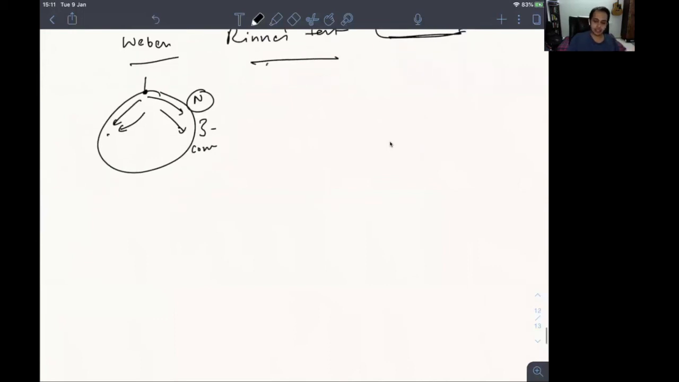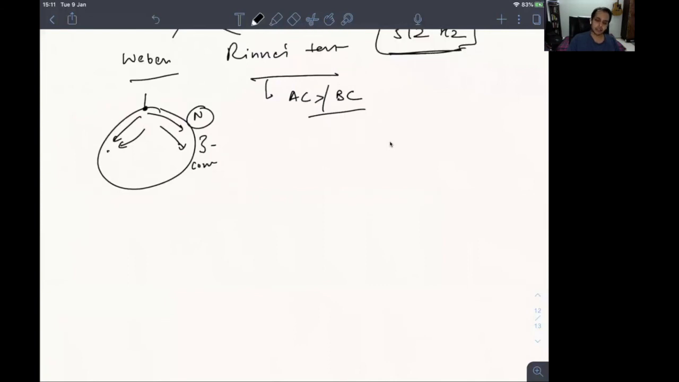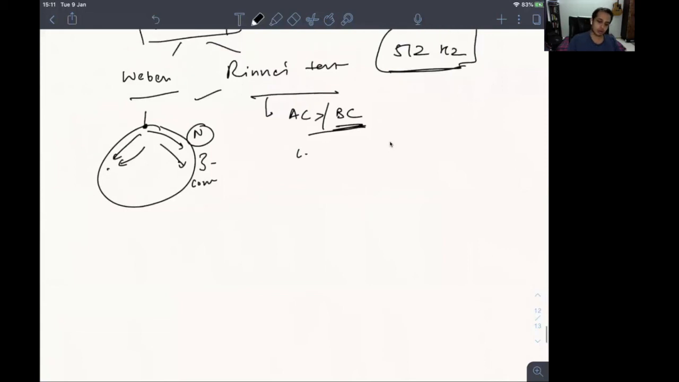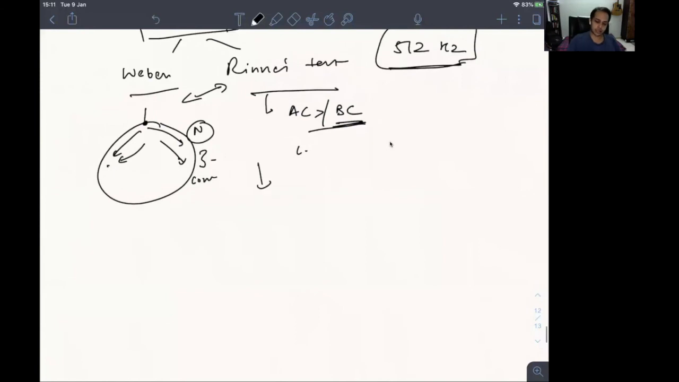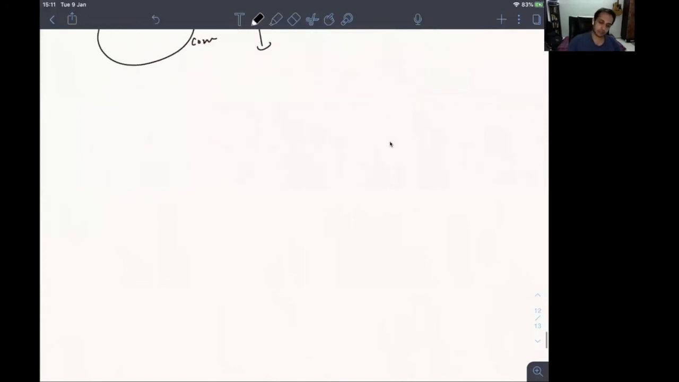And with Rinne's, you are checking for air conduction and bone conduction. Usually air conduction is more than bone conduction. But if there is a conductive hearing loss, then bone conduction is more. So if you can combine both of this, then you can diagnose which ear is the problem, first of all, and whether it is a sensory neural hearing loss or a conductive hearing loss.